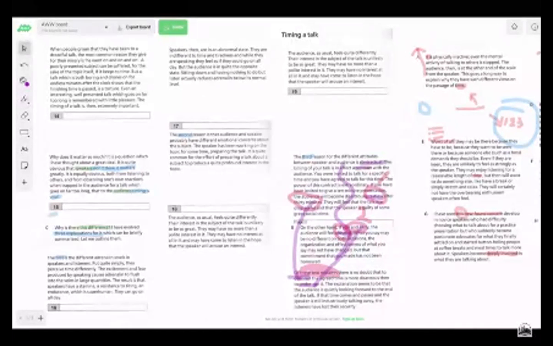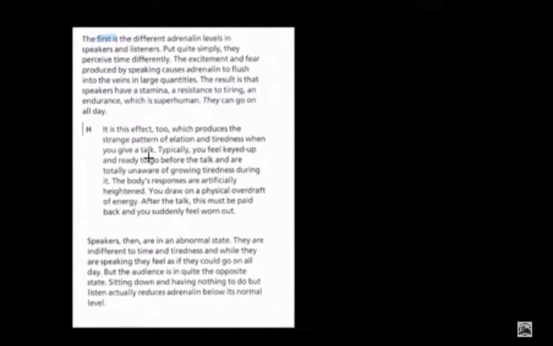Now I find this elation and tiredness one interesting. Let's see if I can... I think it connects with this adrenaline thing. So speakers have a stamina, a resistance to tiring, and endurance which is superhuman. All right, now let's see if these 3 go together.